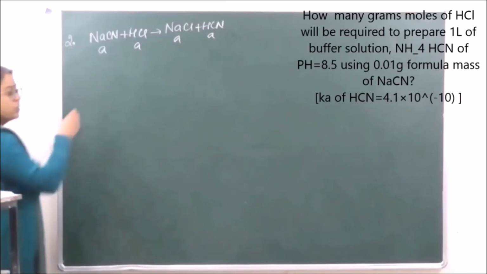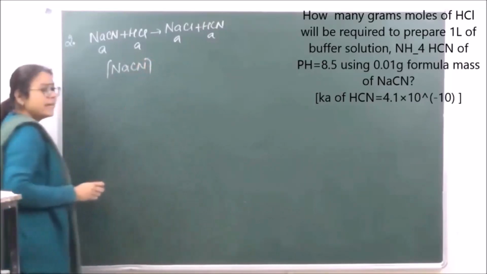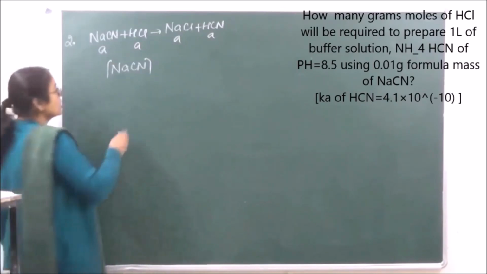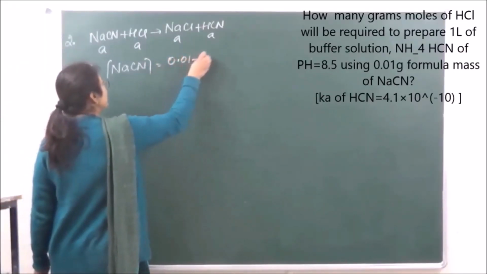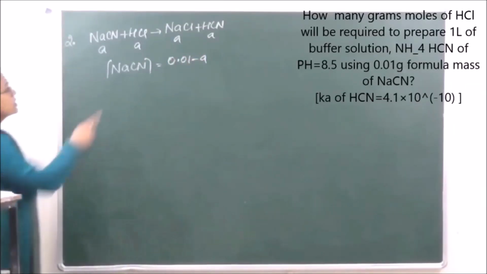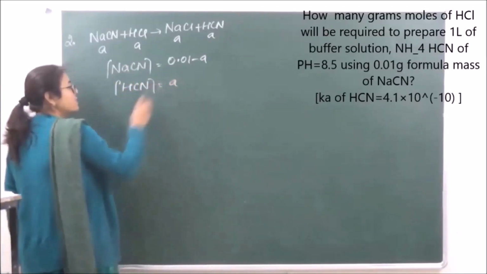Okay? Then what is going to be the concentration of NaCN? The initial concentration of NaCN, which is given to us, is 0.01. Using 0.01 gram formula mass of NaCN, that is what is given to us in the question. So the concentration of NaCN will be equal to 0.01 minus A, right? And what is going to be the concentration of HCN formed? The concentration of HCN is going to be A.